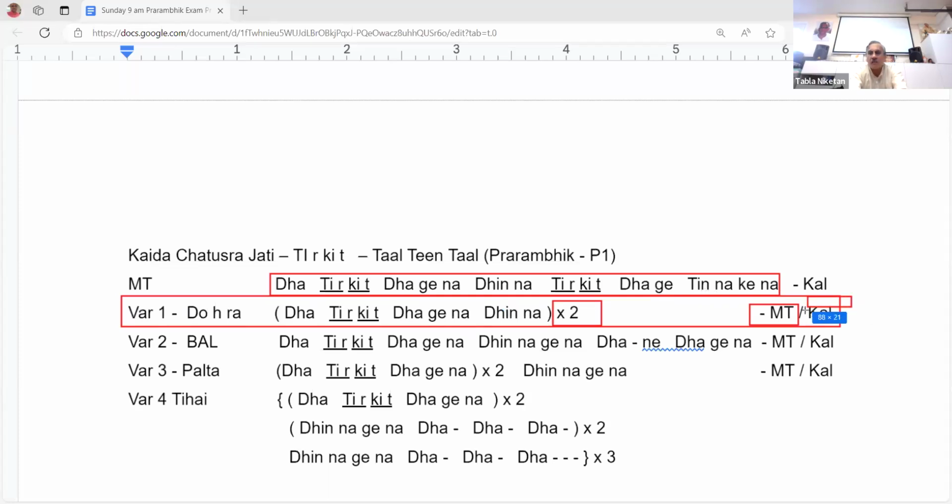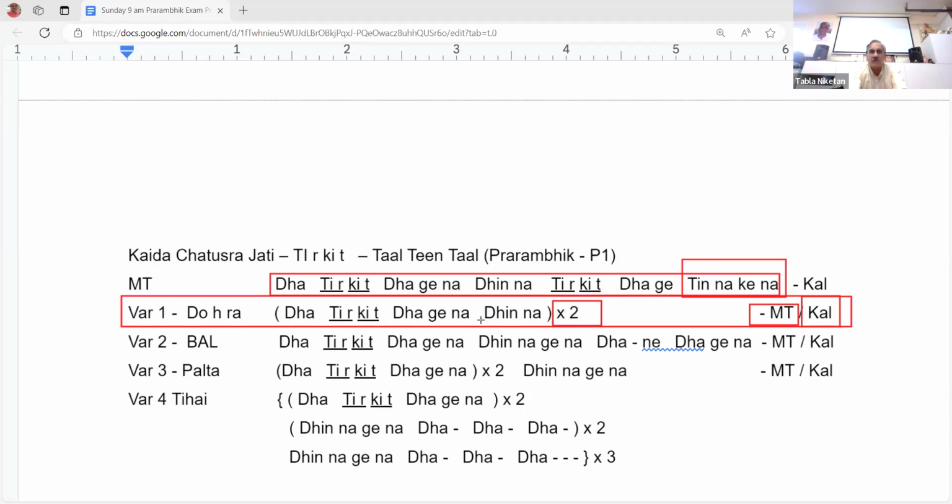Now you go to the khali part basically, which will be the closing. Ta te rakita ta ke na tinna. Ta tera kita ta ke na tinna. Back to the main theme. Dha tera kita dha ge na dinna. Tera kita dha ge, instead of tinna ke na it will be dinna ge na. Okay, so again variation one, top to bottom. Dha tera kita dha ge na dinna.